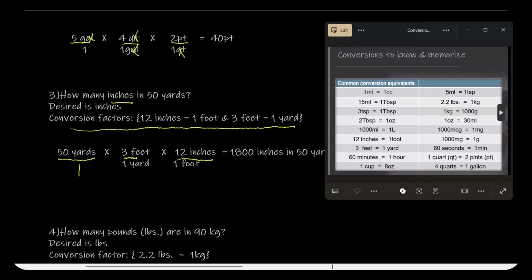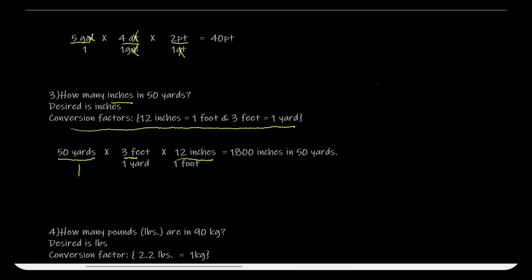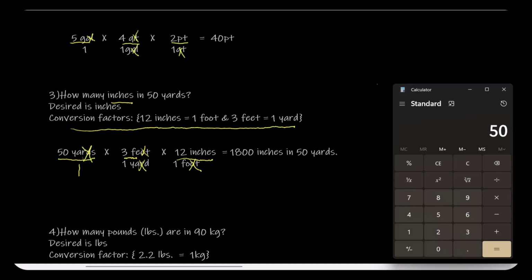Here is a conversion table to know and memorize. So when initially learning, it's a good idea to write out the conversions or have a separate paper that you can refer to. Alright, so here we go. We're cross-canceling our yards and our feet, and we're left with inches in the numerator position, and that's where we need to be. Next, we'll multiply. 50 times 3 times 12 equals 1,800 inches in 50 yards.